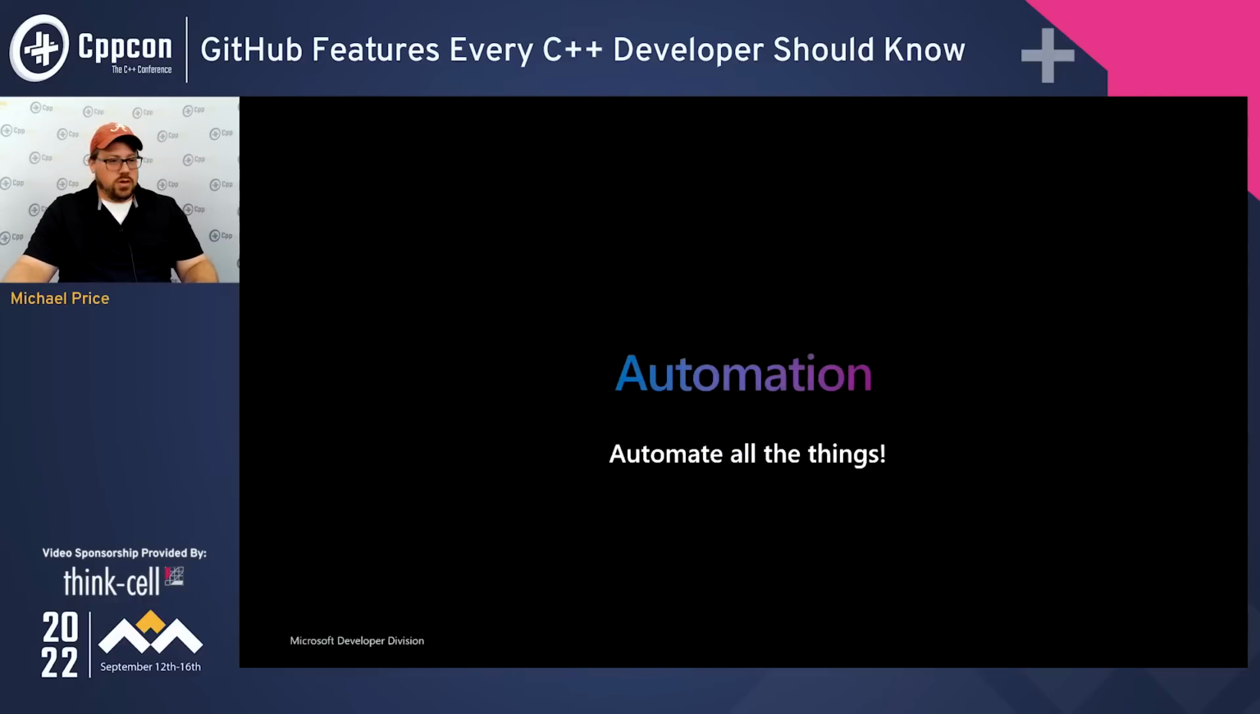Okay, so automation. We're going to talk about things that you might want to do and then how GitHub can solve those. So we want to automate things. We want our builds to be automated. We want to produce artifacts. We want to deploy in an automated way. So let's talk about how GitHub solves automation.